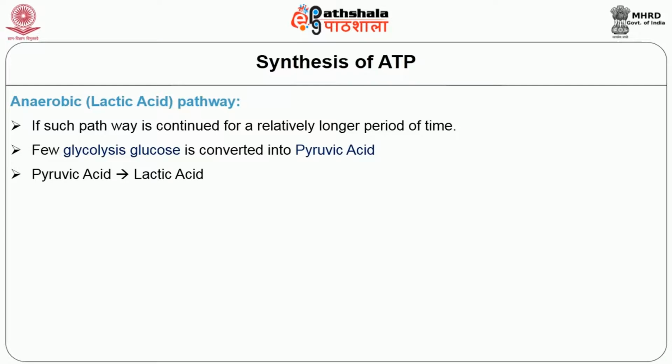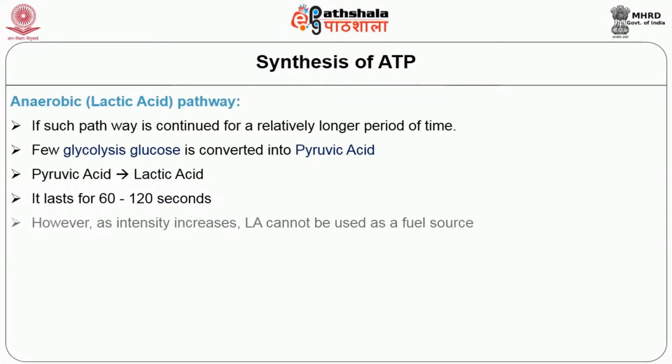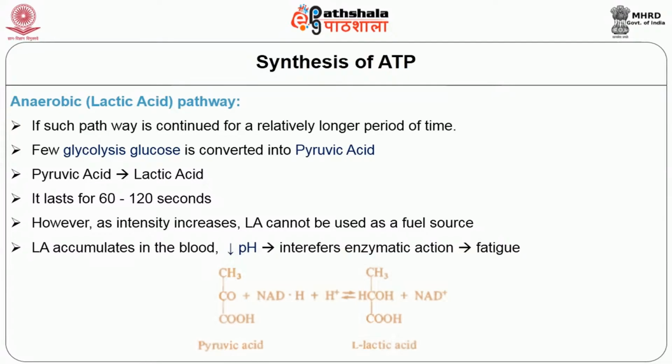This pathway is also of limited time duration and it may last from 60 to 120 seconds. As intensity increases, the lactic acid cannot be used as a fuel source and it tends to get accumulated in the muscle. It tends to lower the pH, which in turn interferes with the enzymatic action of the muscle cell and it results in muscle fatigue.